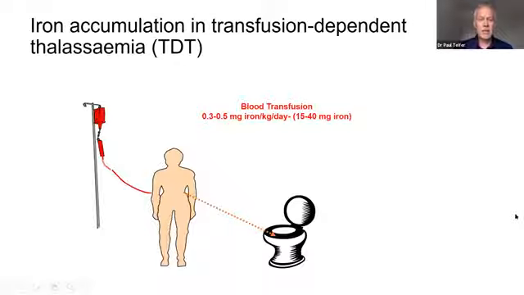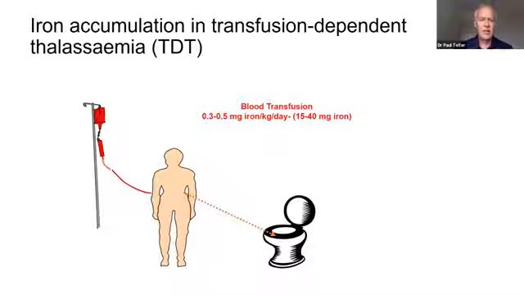Well, the basic problem is that when we give a transfusion, we're giving a certain amount of iron. Iron is part of the hemoglobin molecule, and the body doesn't have a method for getting rid of extra iron that comes in with the blood. And it's quite easy to calculate how much additional iron is accumulated in the body with each transfusion.